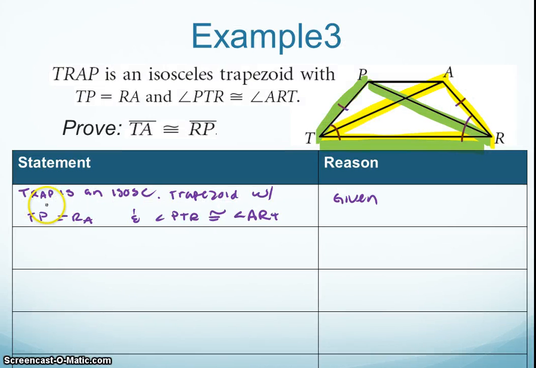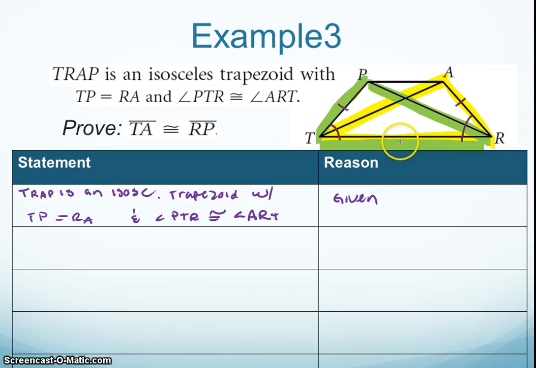Okay, so for this problem, I wrote in the givens, and I marked up the diagram with TP equaling AR, and big angle T is congruent to big angle R. And I want to show that TA, this yellow hypotenuse, is congruent to RP, this green hypotenuse. So I drew in the two triangles that had something to do with it: this yellow one has the angle, the side, and then the yellow side, and the green side that I want to prove, and then I have this angle on that side in that triangle.